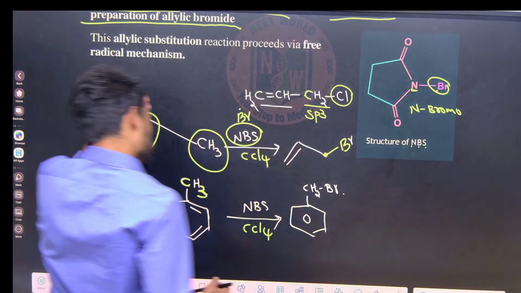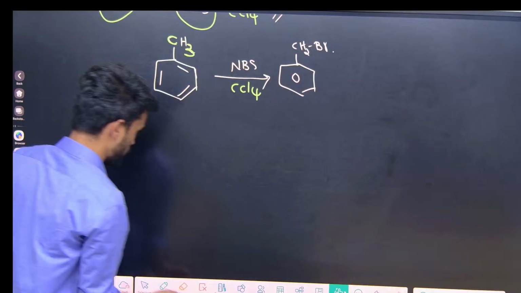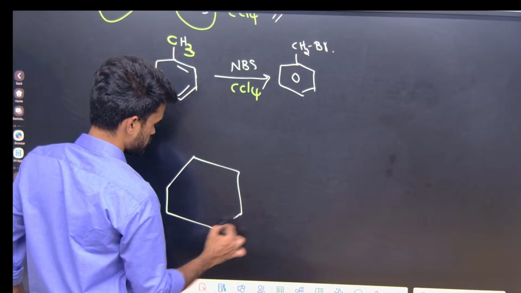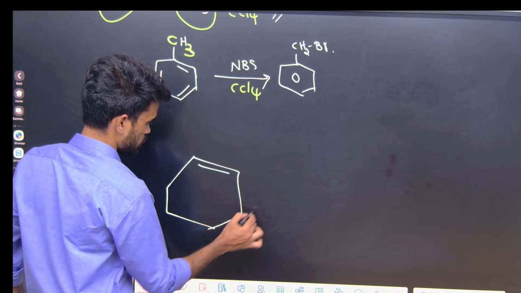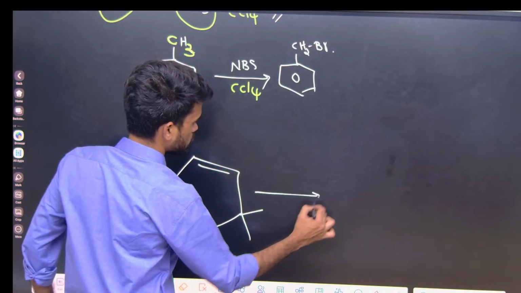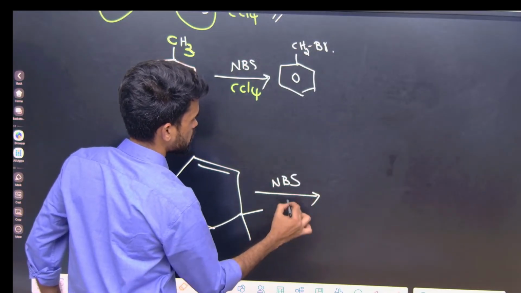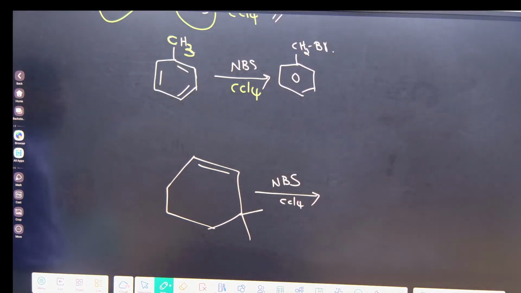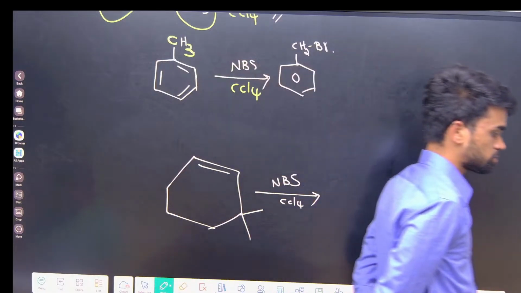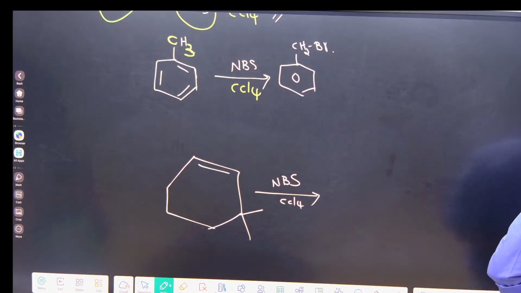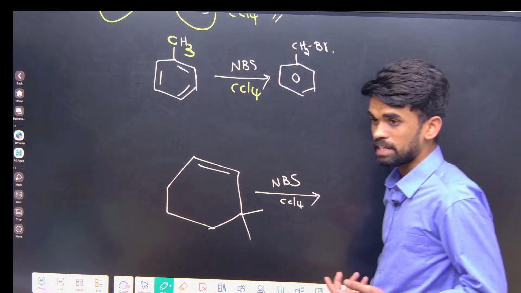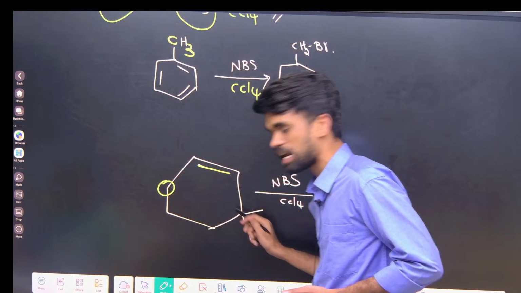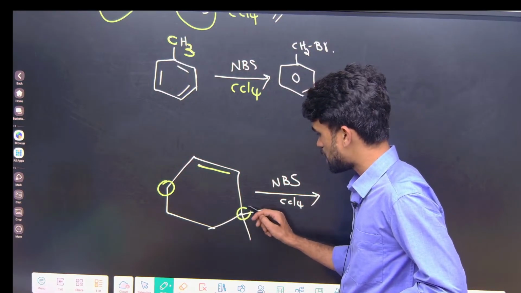This is what you need to remember here. So just tell me what happens. I am writing one more: NBS, CCl4. What will be the product formed? Tell me fast. Where does the reaction take place? Allylic site. Yes, where do we have the allylic site? This side and that side. Here you have allylic sites with respect to this double bond; the adjacent carbons are allylic. So yes, this is also allylic.